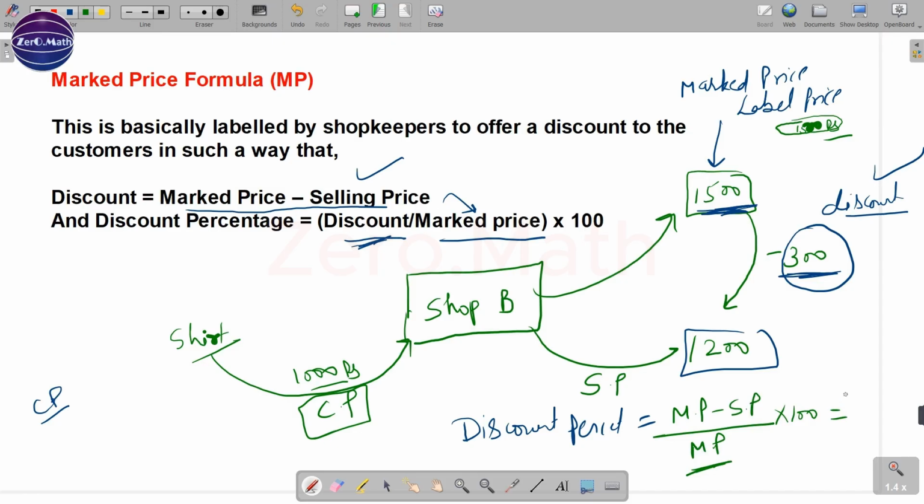And if you already know it directly, then you can just write 300 there. Brother, how much discount was given? 300. 300, and brother, what is the marked price in this case? Out of 1500 in the denominator, what do you get? 20%. How much discount did he give? He gave a discount of 20%.